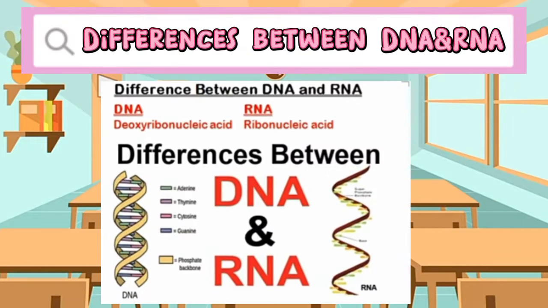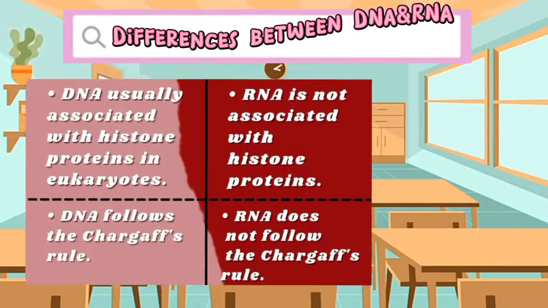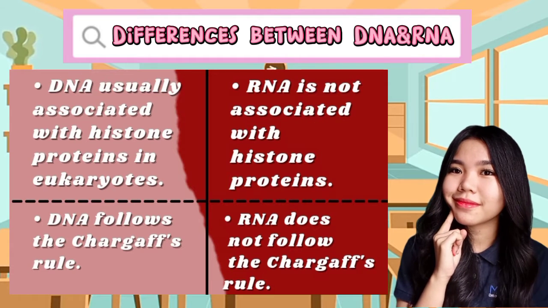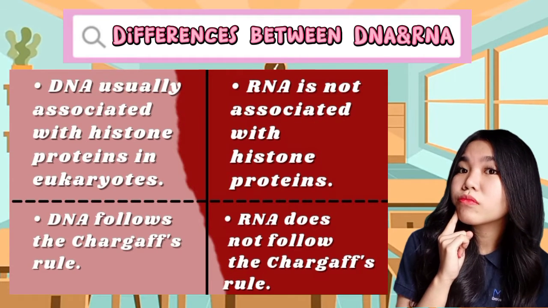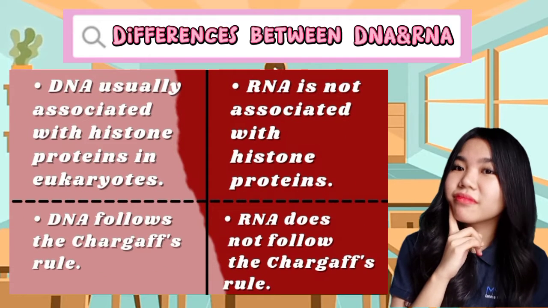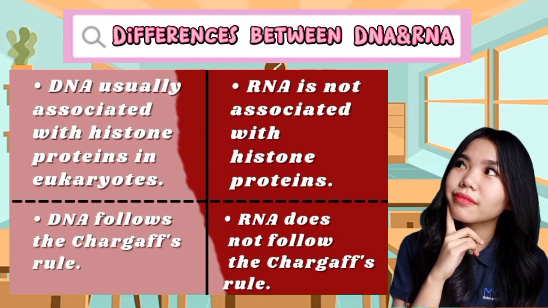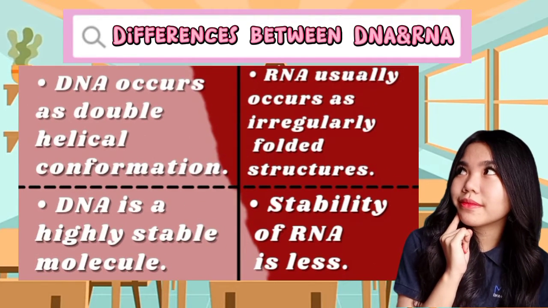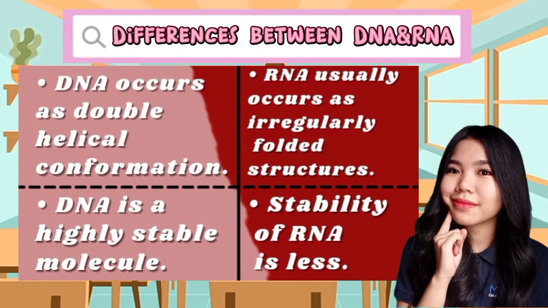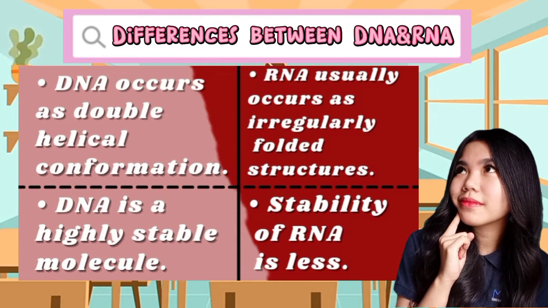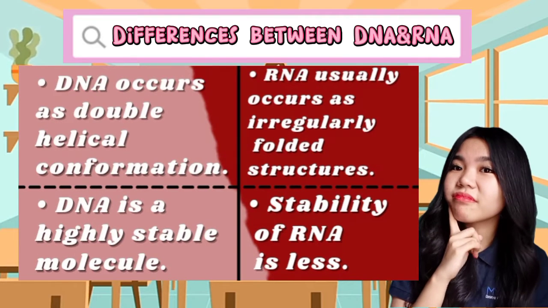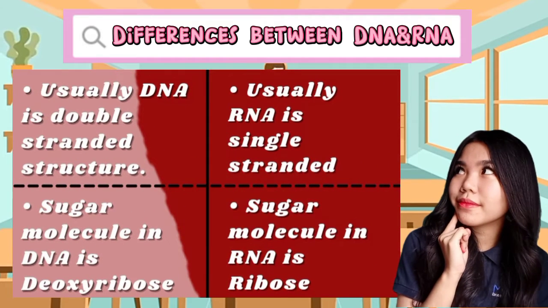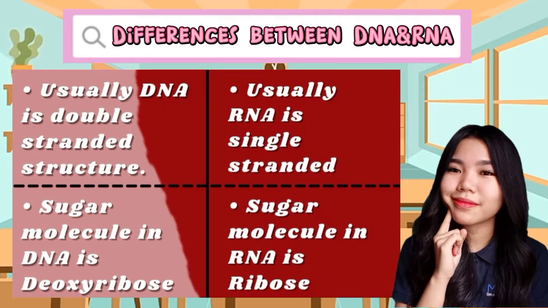And here are the differences between DNA and RNA. DNA is usually associated with histone proteins in eukaryotes, while RNA is not associated with histone protein. DNA follows Chargaff's rule, while RNA does not follow Chargaff's rule. DNA occurs as a double helical conformation, while RNA usually occurs as irregularly folded structures. DNA is a highly stable molecule, while the stability of RNA is less. Usually, DNA is a double-stranded structure, while usually RNA is single-stranded.